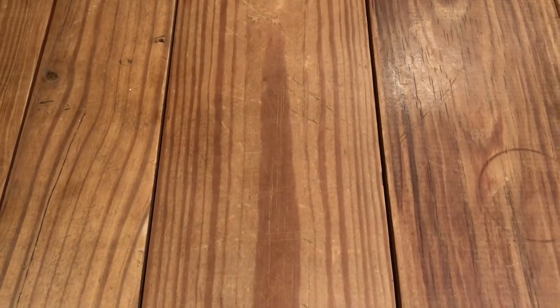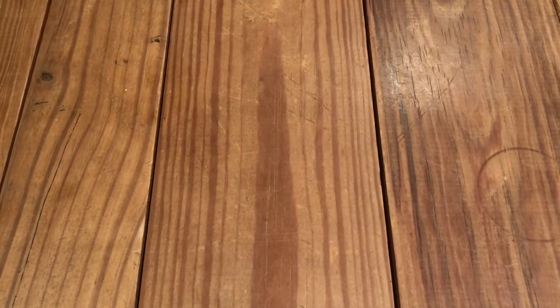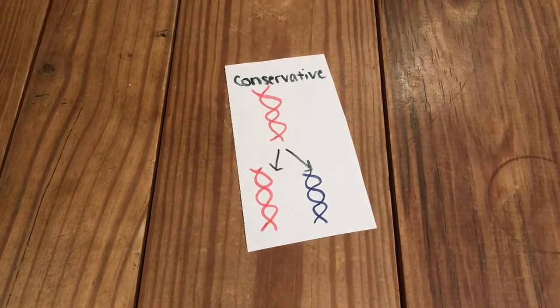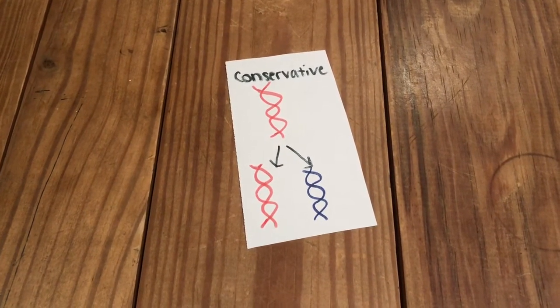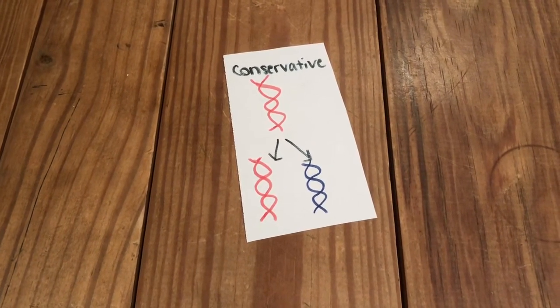In 1958, Meselson and Stahl created an experiment to test the major hypotheses for DNA replication. In the hypothesis of conservative replication, an entire double-stranded DNA molecule is a template for a new molecule of DNA. The original DNA molecule is conserved.